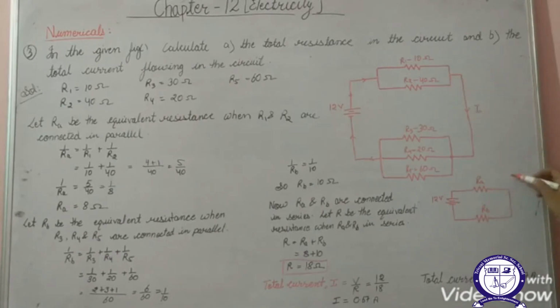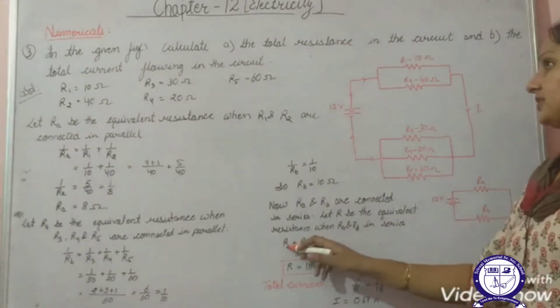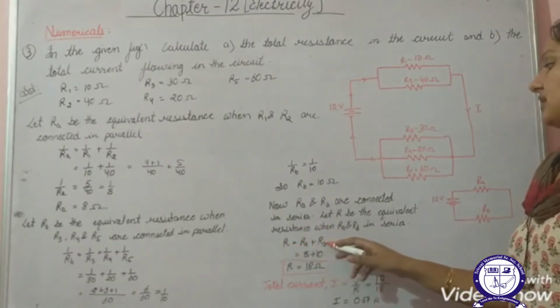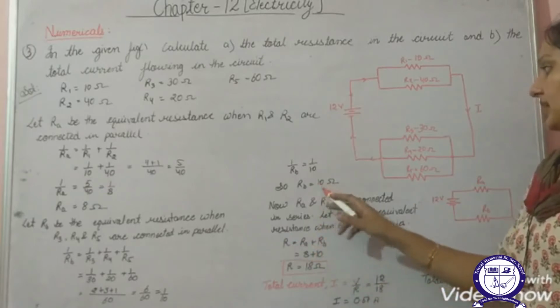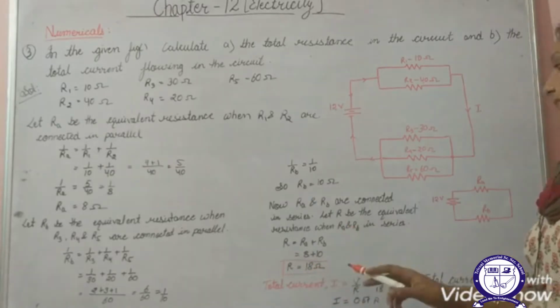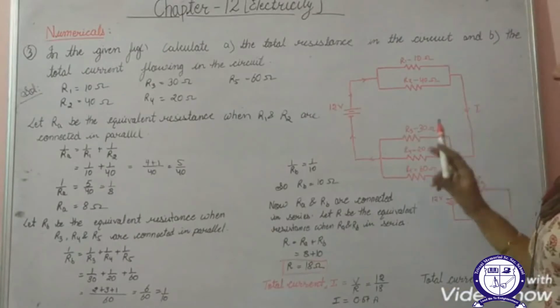For that, I have redrawn this diagram for simplification so that it will be clearly visible. Now we can clearly see that RA and RB are connected end to end. That means they are in series. So the equivalent resistance is R, which is equal to RA plus RB. RA is 8 ohm, RB is 10 ohm. So on solving it, we'll get 18 ohm. Now this is the total resistance of this complete circuit.